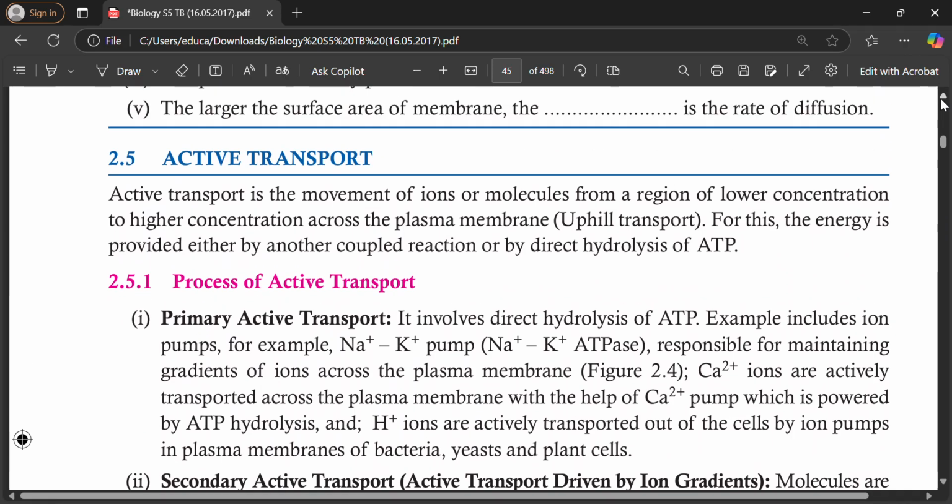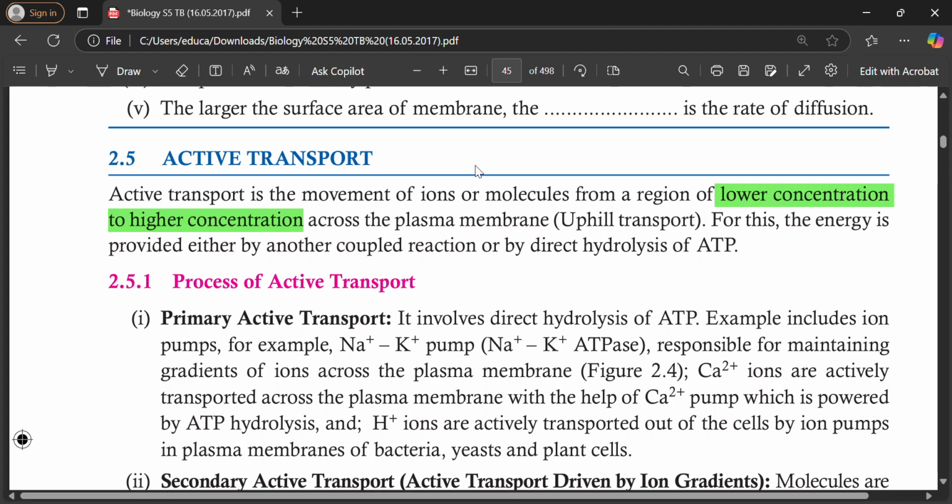Active transport, as we said, is the movement of ions or molecules from a region of lower concentration. Vango muri active transport ni ibintu biri guturuka kuri lower concentration bijya kuri higher concentration across the plasma membrane, cyangwa se tubyita uphill transport. For this, the energy is provided either by another coupled reaction or by direct hydrolysis of ATP. Kugira ngo ikintu kibe cyava kuri lower concentration kijya kuri higher concentration, urumva birasaba energy.